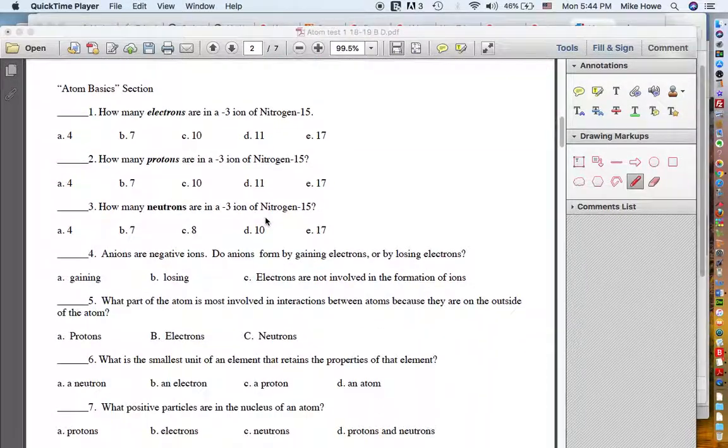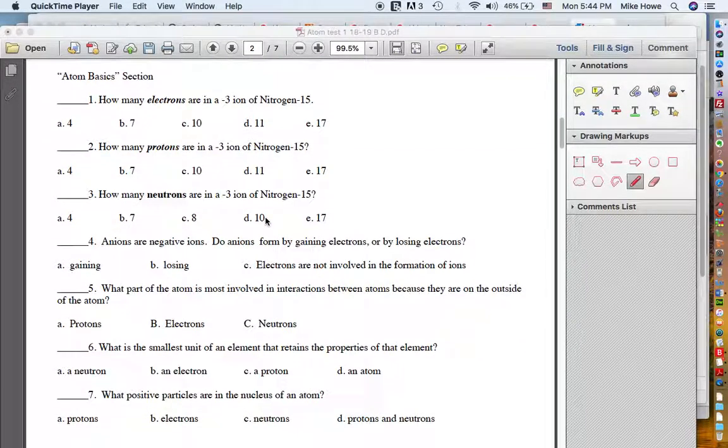Now we're going to continue on with the atom basics section. Of all the sections in the test, this one I was disappointed in our results. I felt like it wasn't as hard as it just came across. It must have been harder than I thought it was.